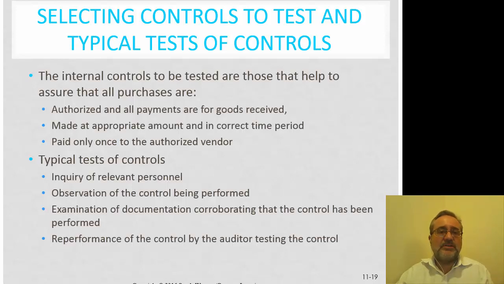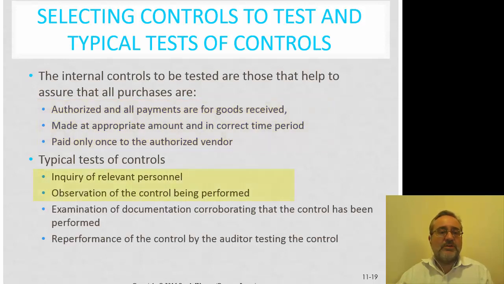Internal controls are to be tested to make sure that payments are authorized for goods and services. You notice the term authorized is related to a transaction and related to a management effect related to developing an internal control. That these amounts are made in the appropriate amount and in the correct time period and paid only once to an authorized vendor. So you notice the payment is made, and you notice also that we have controls specifically related to authorizing vendors.